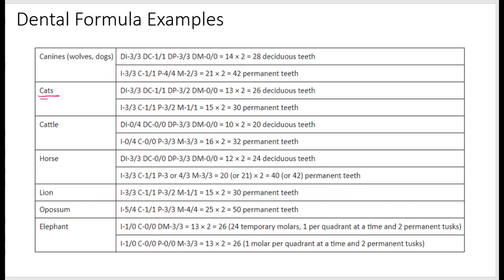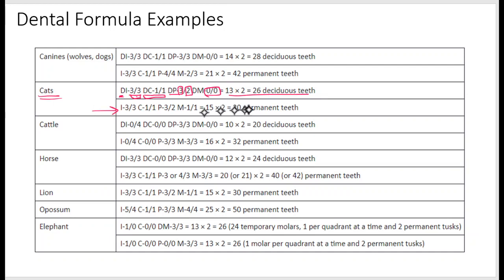So let's say for cats, you'll see that this is the deciduous because it starts with a D. They have 3 incisors on the maxillary, 3 incisors on the mandible. They have 1 canine on both maxillary and mandibular. For the premolars, they have 3 on the maxillary and 2 on the mandible. For the molars, they don't have any, and that's the amount of the deciduous teeth.